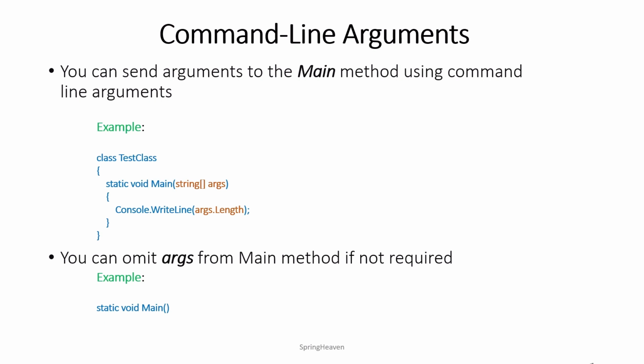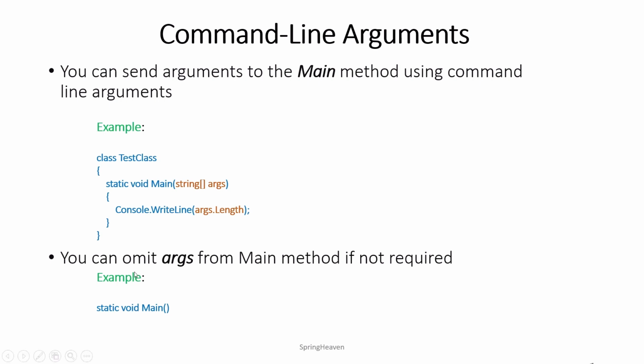Command line arguments are arguments which can be sent to the main method. Following is an example in which the test class has a main method which also contains arguments as a string array. In console, it will print the length of the arguments that has been passed.